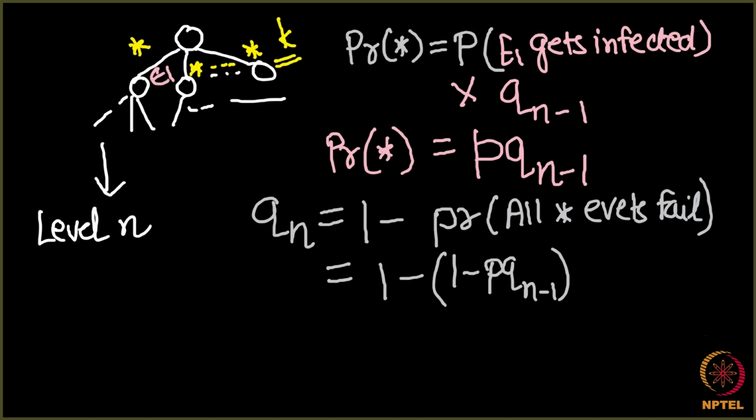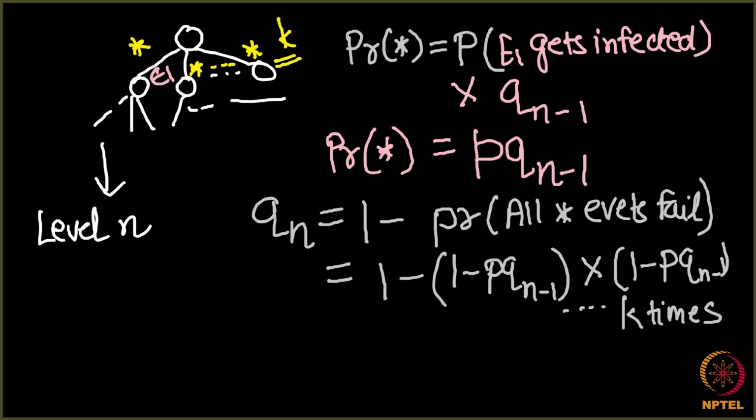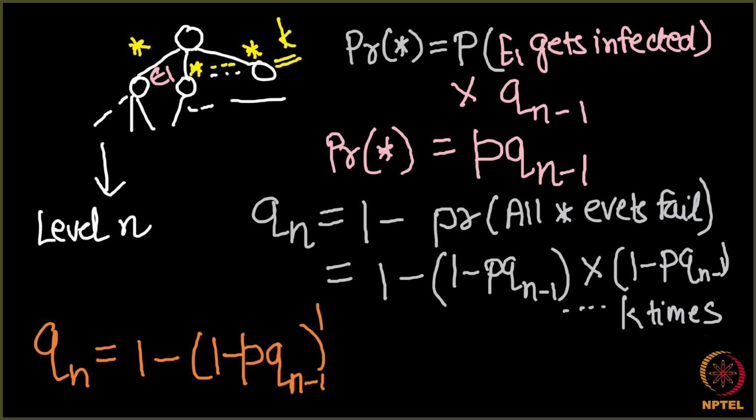What is the probability that the second star event fails? All of them should fail. So I put a multiplication here. And what is the probability that the second star event fails? It is the same. So it is 1 minus PQn minus 1. And I keep doing it how many times? How many star events are there? That many times. So it is k times. Right? So I can write Qn as 1 minus (1 minus PQn minus 1) to the power of k.